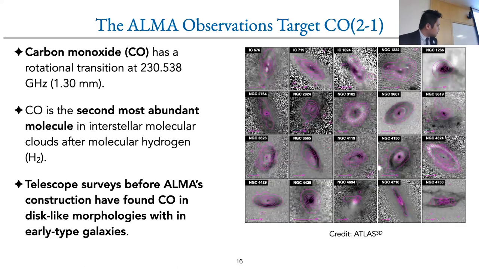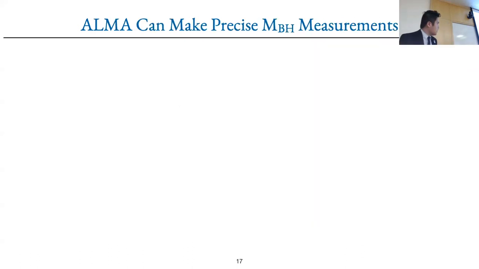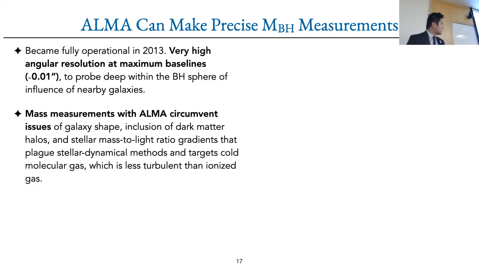Speaking of which, surveys before ALMA's time have found CO in disk-like morphologies in early type galaxies. The purple contours here are contours of CO brightness overlaid on these dust images. So the gas traces the filamentary dust structure. And ALMA has already, over the past several years since its construction, made some of the most precisely measured black hole masses to date.